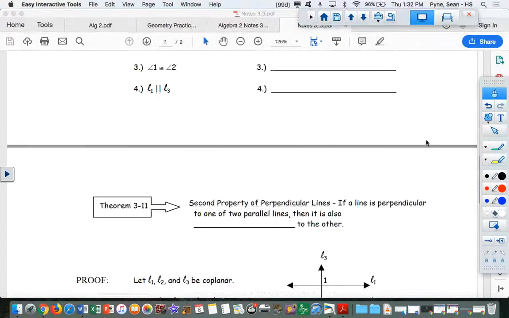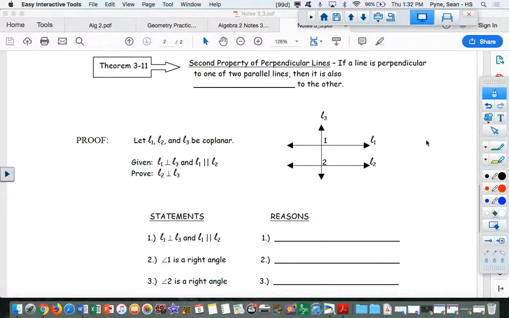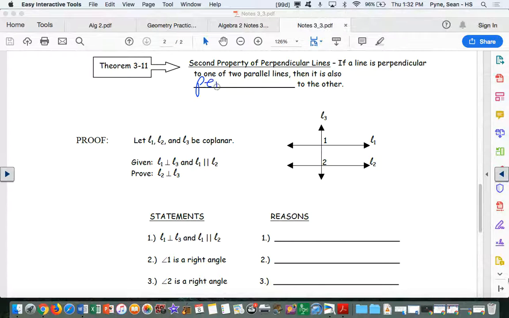All right, here we go. Round 3. Last proof. Second property of perpendicular lines: if a line is perpendicular to one of two parallel lines, then it is also perpendicular to the other.